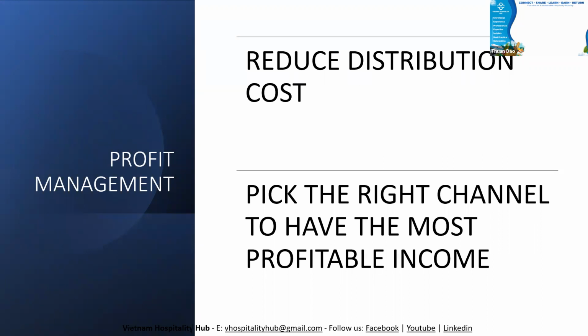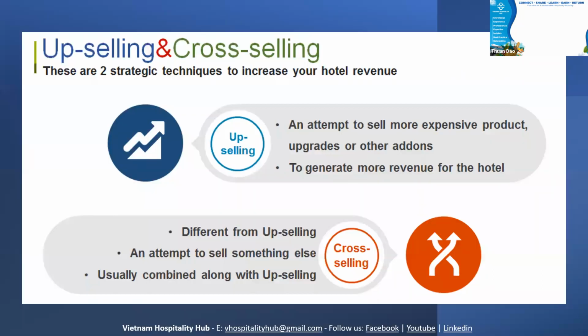In total revenue management, usually room division, F&B, and spa actually work separately, but each is a revenue center. So you try to maximize each revenue center so that the total revenue of the hotel will increase. It's just the techniques that you apply for each revenue center. And the next topic is also very important: upselling and cross-selling.